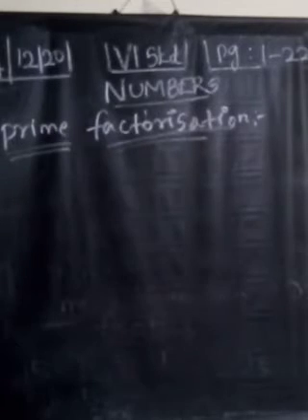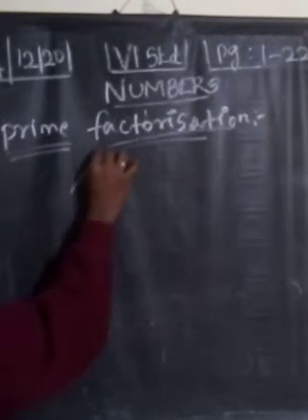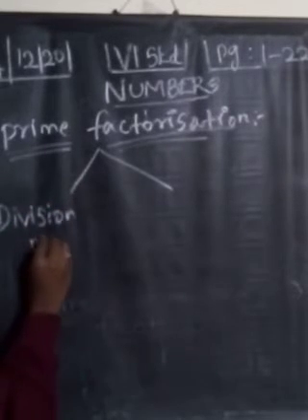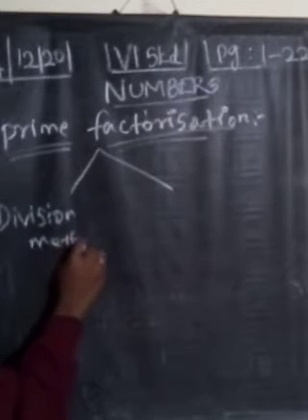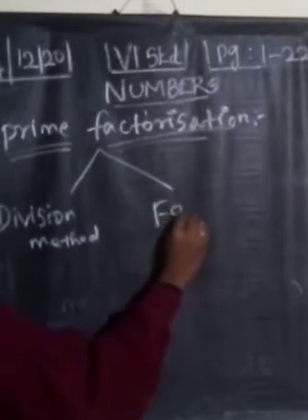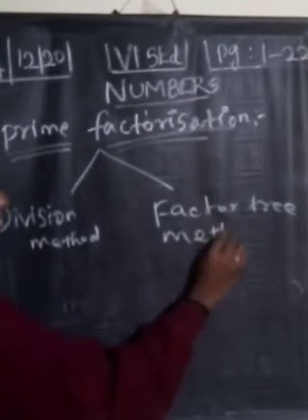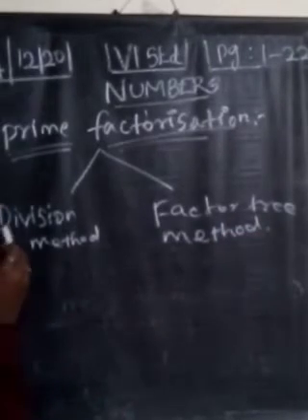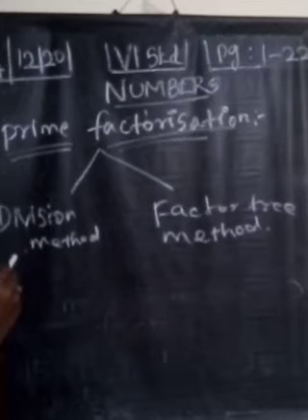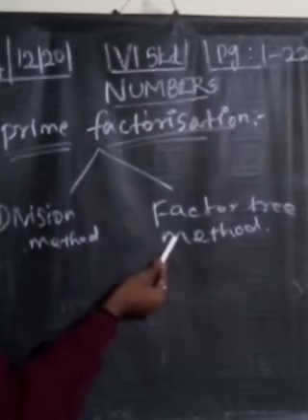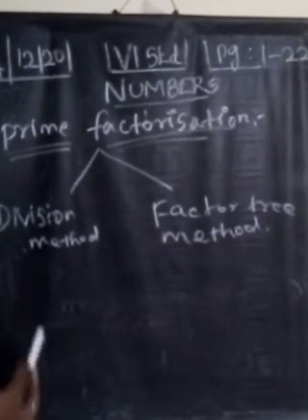Prime factorization. How to factorize a number? Here we are using two methods. One method is the division method, where we use the rules of test of divisibility. Another one is the factor tree method. Both methods are very simple.